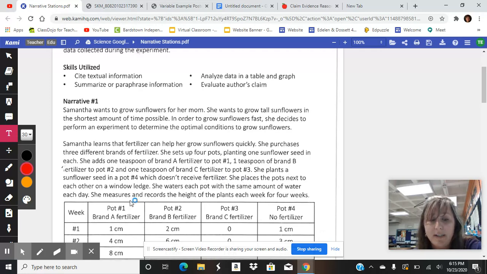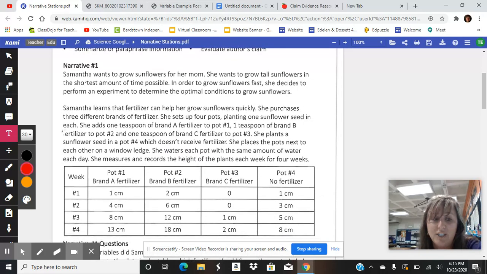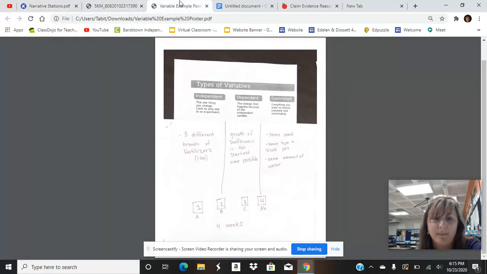She places the pots next to each other on a window ledge. She waters each pot with the same amount of water each day. She measures and records the height of the plants each week for 4 weeks. So let's talk about this. Here is her chart, and this is how she kept up with how much they grow. But first, let's identify the variables in this experiment.